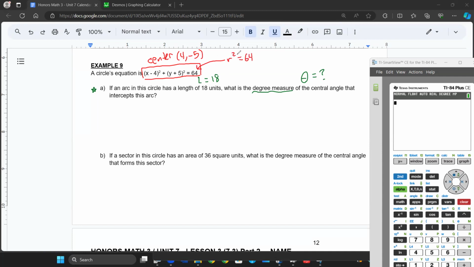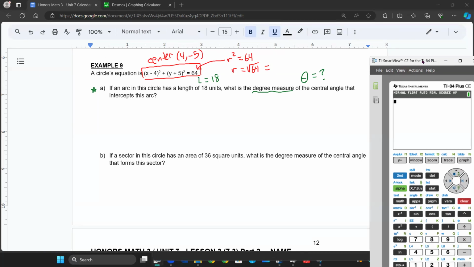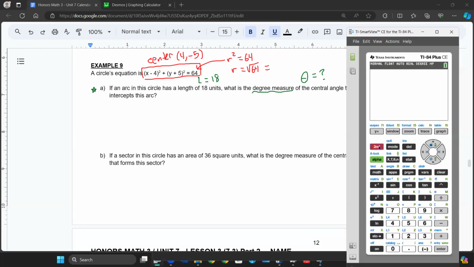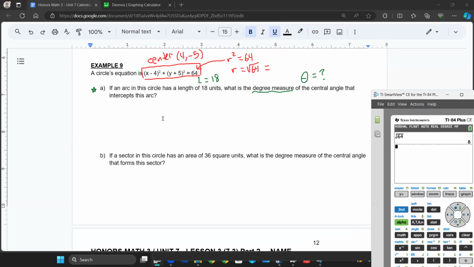So remember that if the radius squared is 64, we can take the square root of 64, and that's going to give you 8. And if you're not really sure what the square root of a specific number is, you can use your square root symbol. You press second x squared, and indeed, you're going to get 8 here. So we actually have our radius, so now we can answer the question down below.